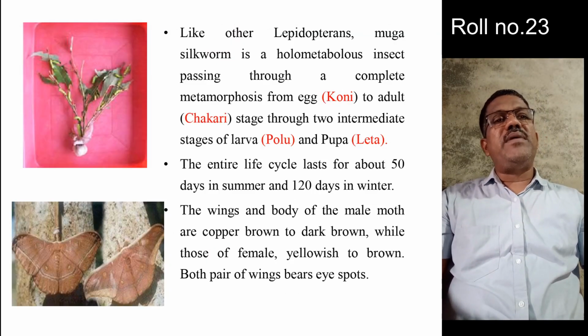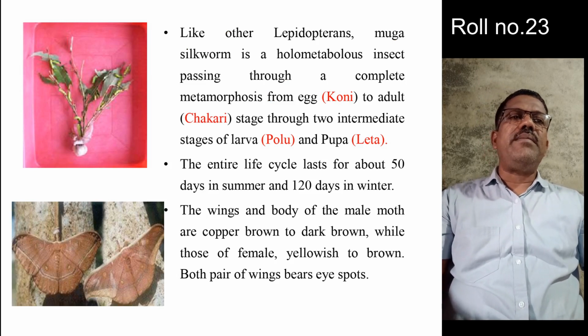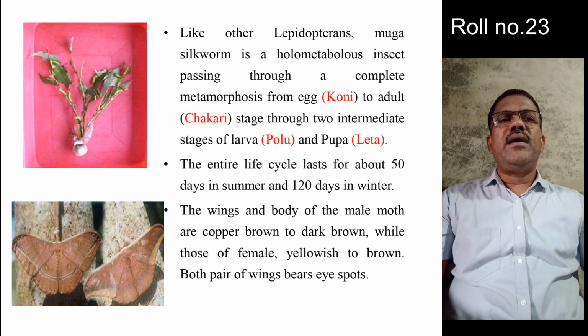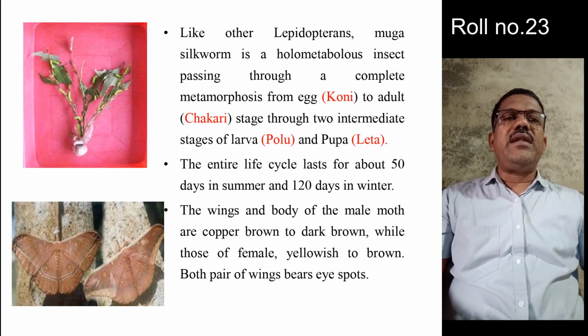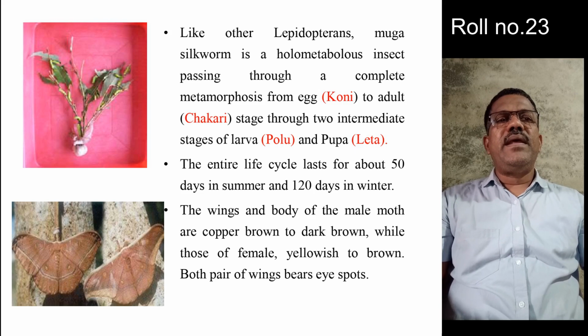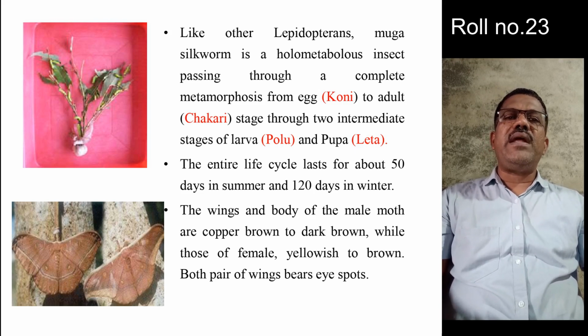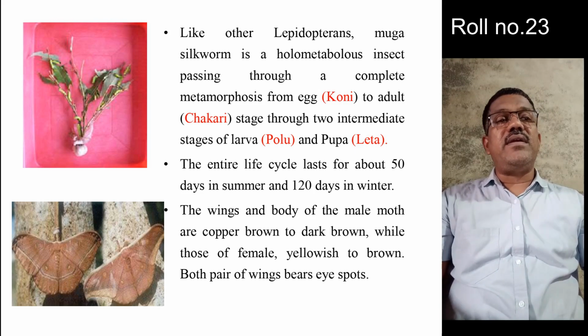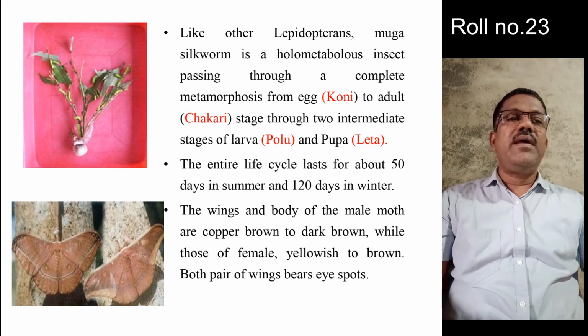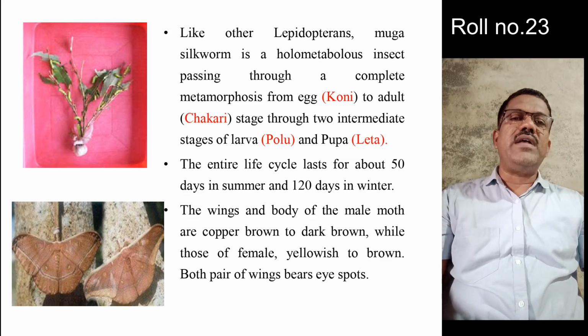Like other lepidopterans, the muga silkworm is a holometabolous insect, passing through a complete metamorphosis from egg to adult stages, through intermediate stages like the larva, which in Assamese is also called polu, and the pupa, also called leta. The entire life cycle lasts 50 days in summer and 120 days in winter in the Assam region. The wings and body of the male moth are copper brown to dark brown, while those of females are yellowish to brown. Both pairs of wings have eye spots.